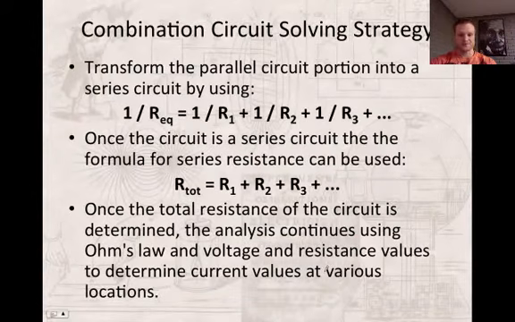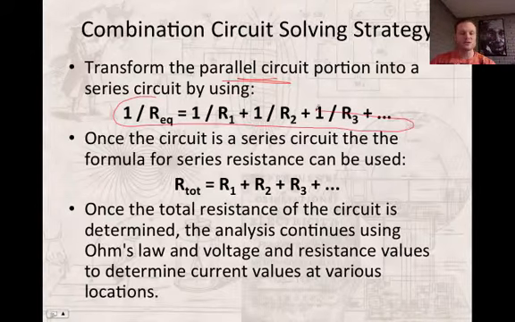Now, I'm going to give you some strategies for solving combination circuits, because really, you know everything you need to know to be able to solve combination circuits, but these are just some general strategies. First is transform the parallel circuit portion into a series circuit by using this formula. So basically get rid of those resistors and make it just one resistor that is in series with the other resistors. Once the circuit has been transformed from a parallel and series circuit to just a series circuit, you can then use this formula to make all the resistors just one resistor.